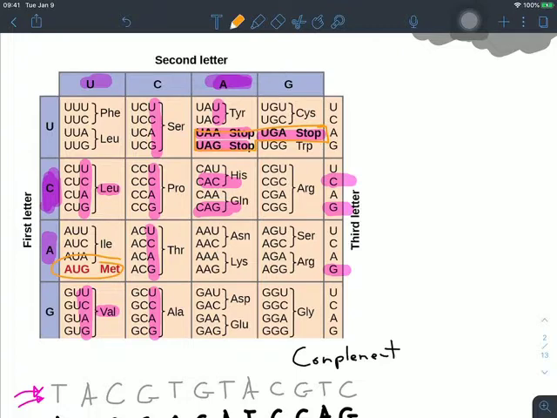I will not expect you to memorize the stops, but just for ease of life, the start is always going to be AUG. So you can commit that one to memory. In DNA, it's ATG, and in RNA, it's AUG.